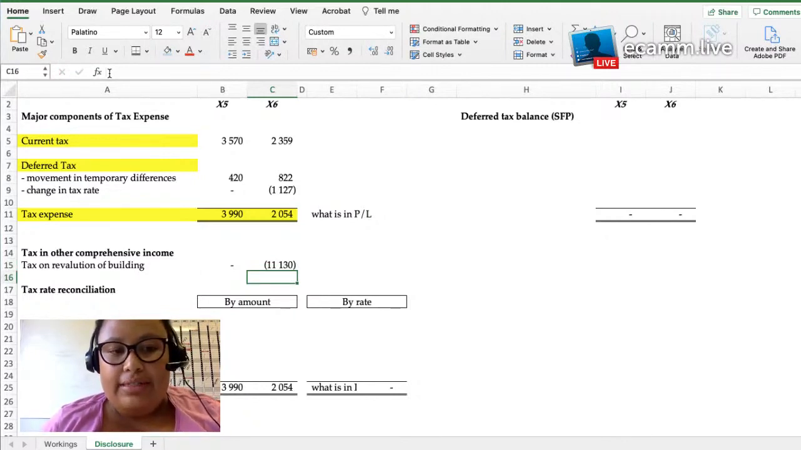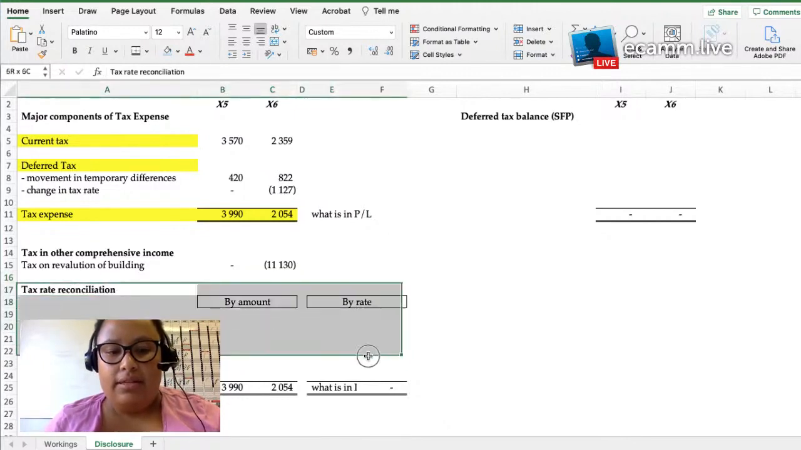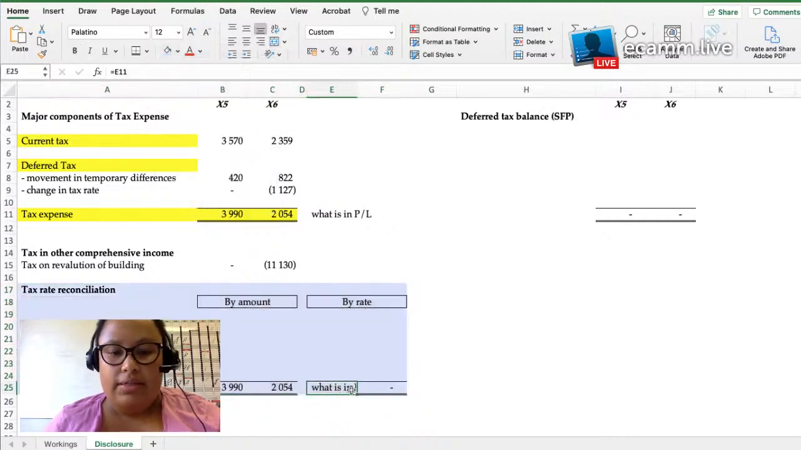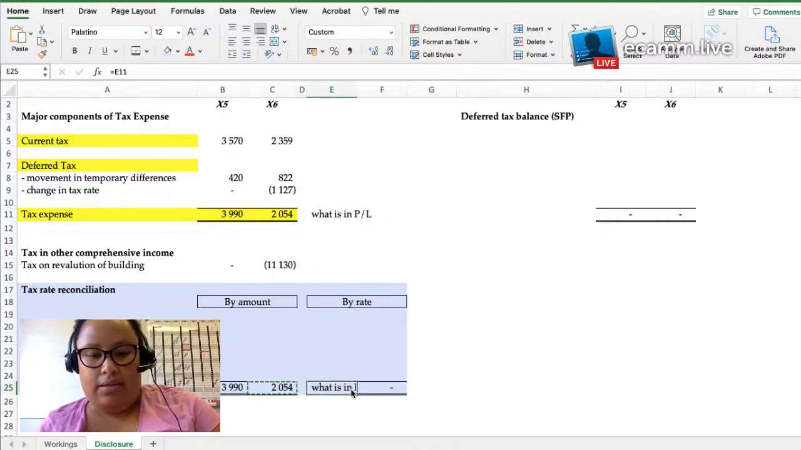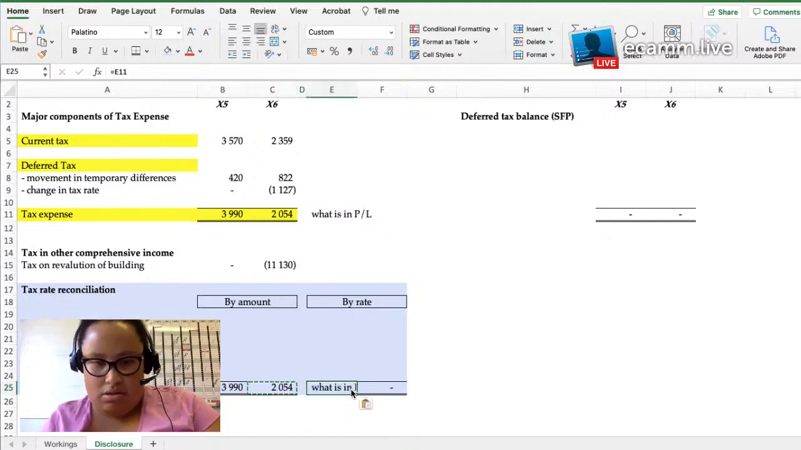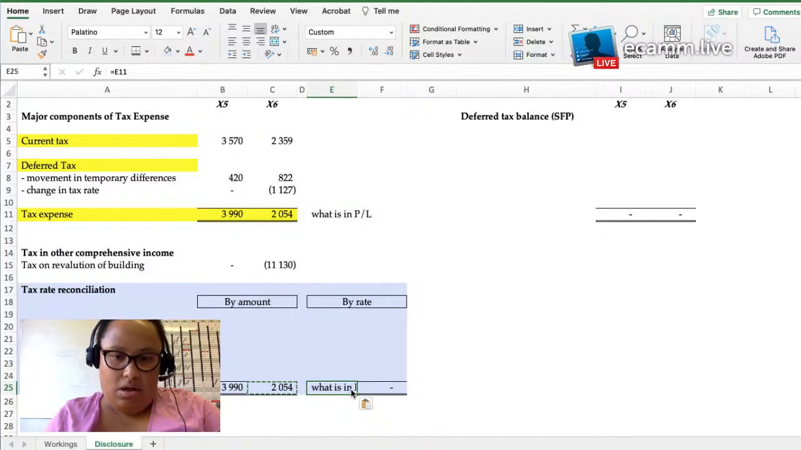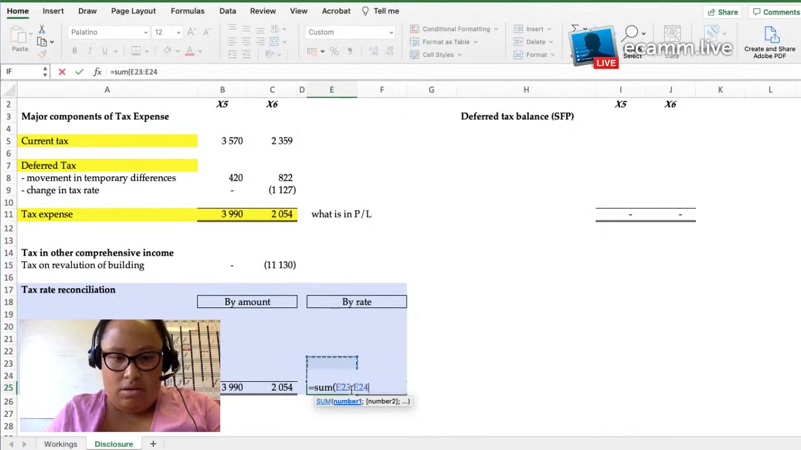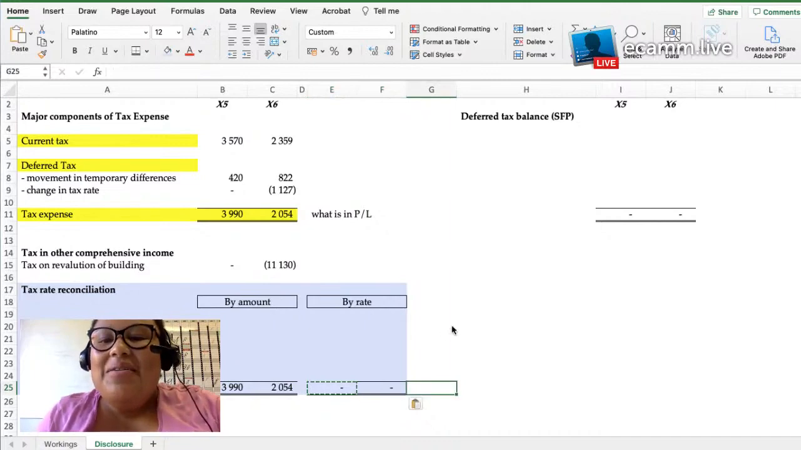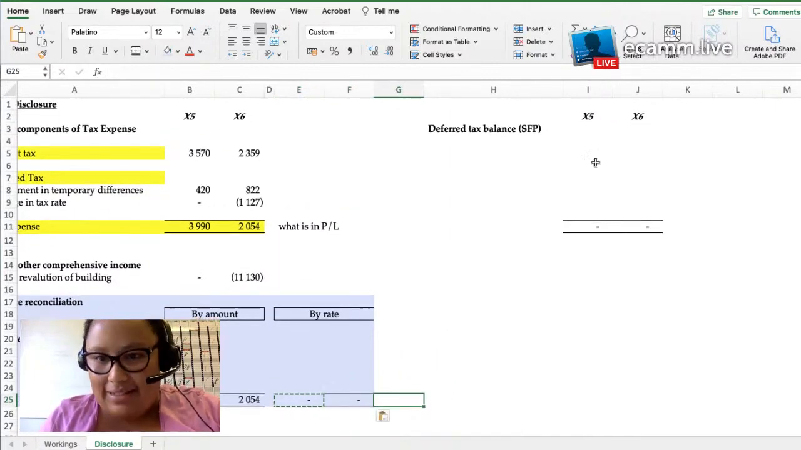Then we need to do the tax rate reconciliation, but this is the one where it gets a little bit interesting. So I am going to do that one last, and I'm just going to move on to the balances. Equals sum. Okay, sorry. Moving on to the deferred tax balance disclosure.